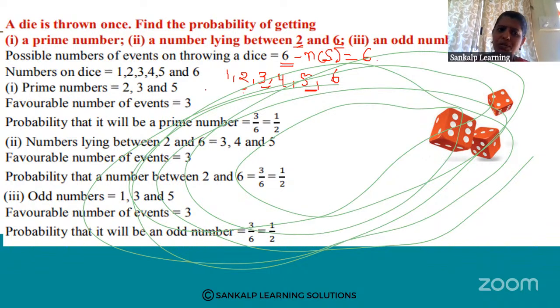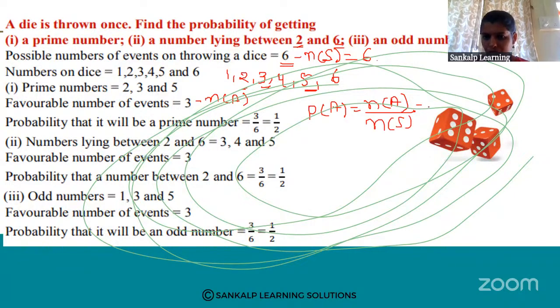So this is the number of favorable outcomes, which I will call n of A. Then the probability that it will be a prime number, P of A, is equal to n of A, the favorable number of outcomes, divided by the total number of outcomes. Favorable outcomes is 3 divided by total outcomes 6. 3 ones are 3, 3 twos are 6, so you will get 1 divided by 2. This is the probability of getting a prime number, 1 by 2.